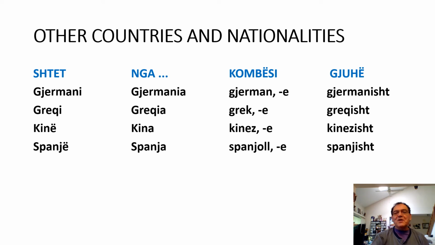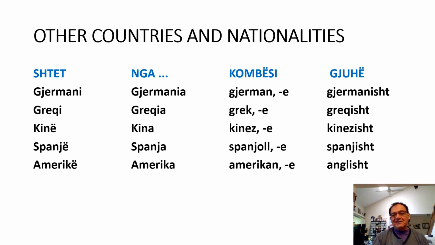Now, what about the US? How do we say the US? Well, you can say Amerik, and then the definite form would be America. The nationality would be American, feminine, Americane. The language, of course, is going to be Anglisht.